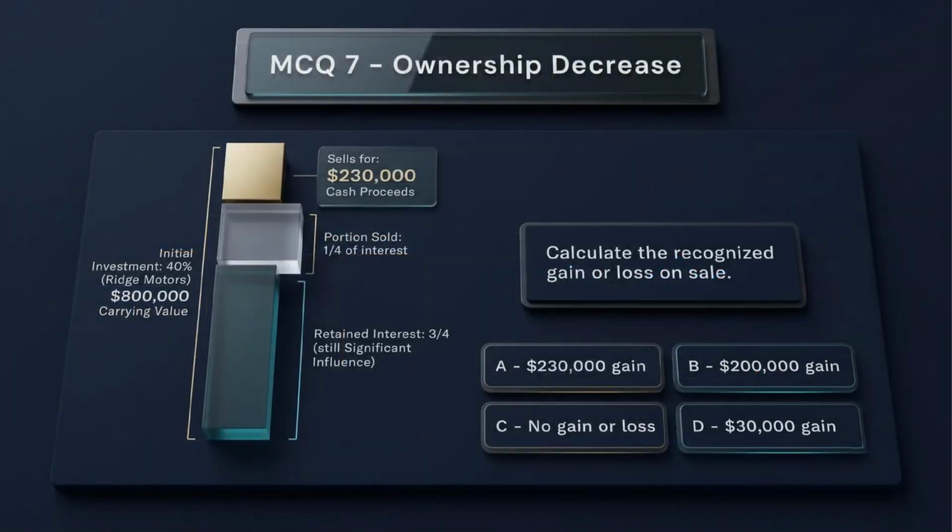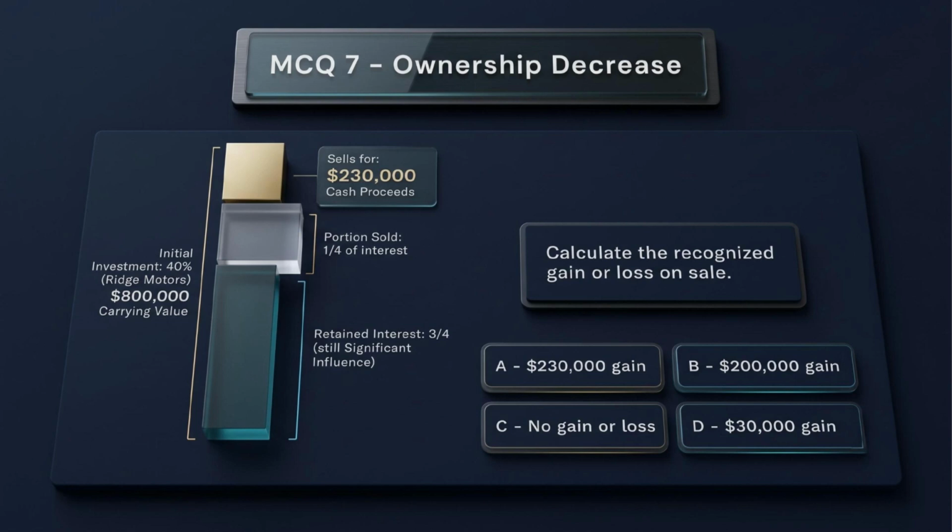MCQ 7 tests a partial sale while significant influence remains. The investor owns 40% of Ridge Motors and the equity method investment carrying amount is $800,000. The investor sells one fourth of its interest for $230,000 and retains significant influence. The question asks for the gain or loss on sale.